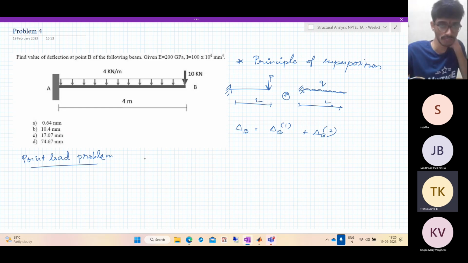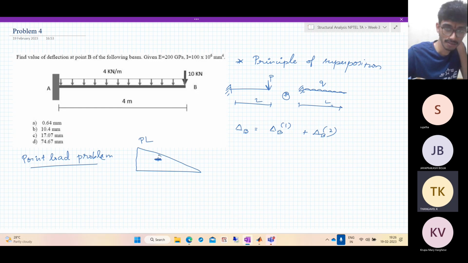As usual, you know the bending moment diagram is triangular. So what is the maximum moment? It is P into L. That's all. And it is negative, not positive. So it is minus PL. What is the M by EI diagram? PL by EI. So what is the deflection at the point B?